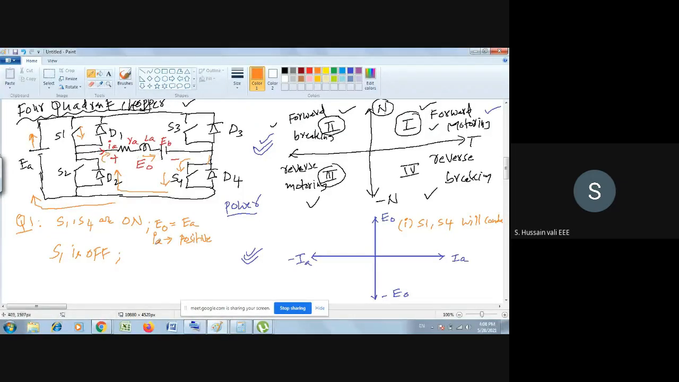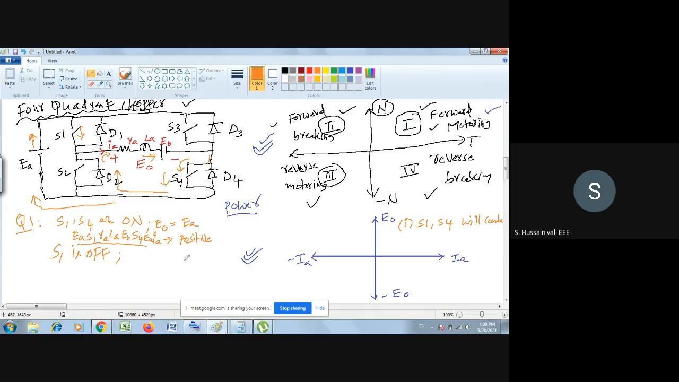So I will write here what is the direction of the current in the first case: EA, S1, then I will write RA, LA, EB. Okay, this is the direction from EA to S1 to RA, LA, EB, then S4, then EA. That's it. So it makes a closed path. Please see here, it makes a closed path.